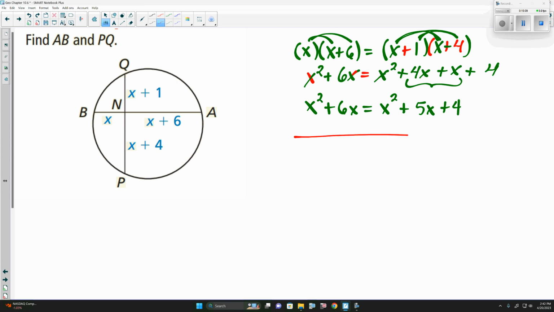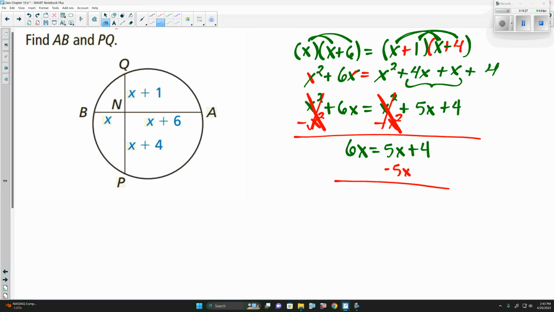Yes, we can subtract x squared from both sides. These will cancel, telling us that 6x is equal to 5x plus 4. Then we can subtract 5x from both sides. 6x minus 5x is equal to x. Now if we plug it back in, we'll find out that the length of BN is 4.